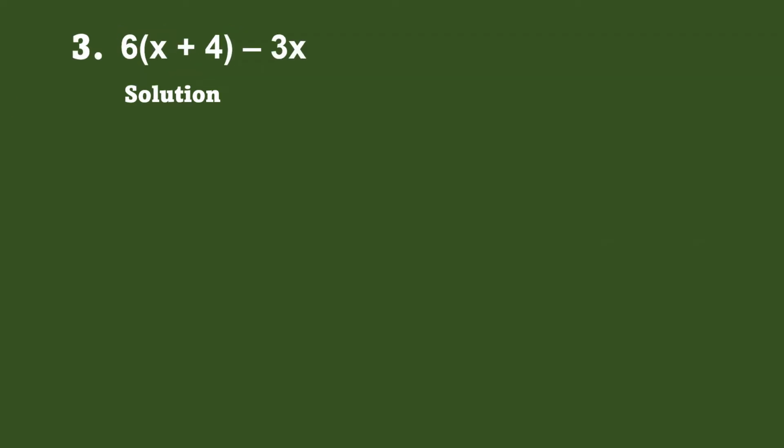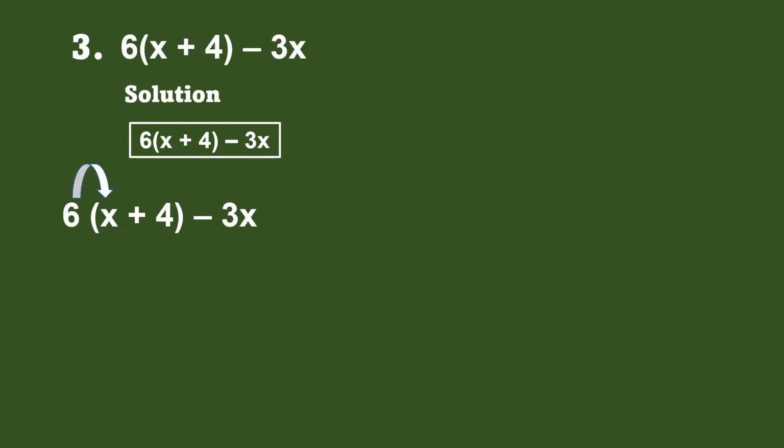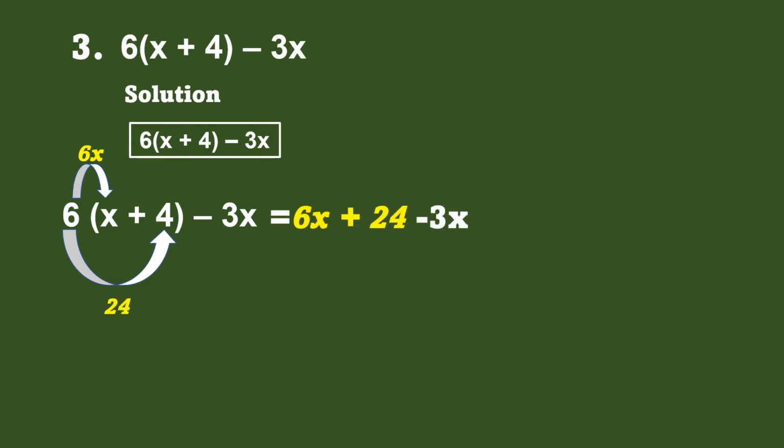Number 3, 6 times quantity x plus 4 minus 3x. Solving, using distributive property, we multiply 6 to the terms inside the parentheses. So 6 times x is 6x. And 6 times 4 is 24, which is equal to 6x plus 24 minus 3x. So this is true by distributive property.